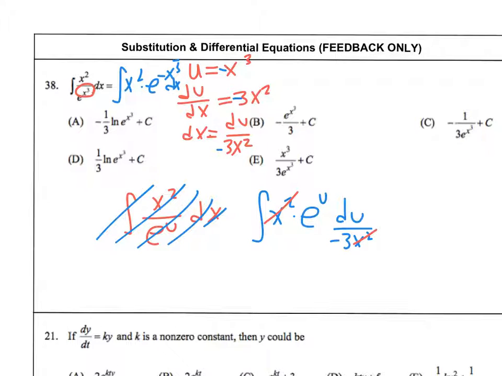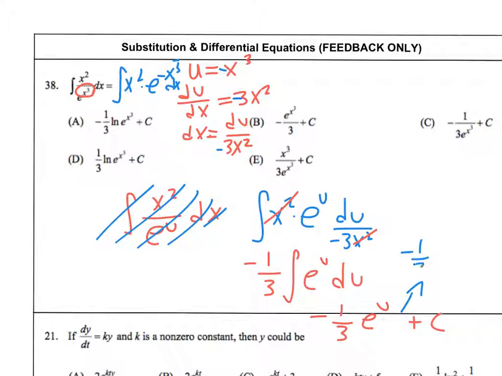So the x squareds cancel. I can bring that negative 3 out front as negative a third because it's on the bottom. And we know that the antiderivative of e to the u is just e to the u. So we get negative a third e to the u plus c. To finish this off, let's put that x back in here, and that would end up being negative a third e to the negative x cubed plus c.